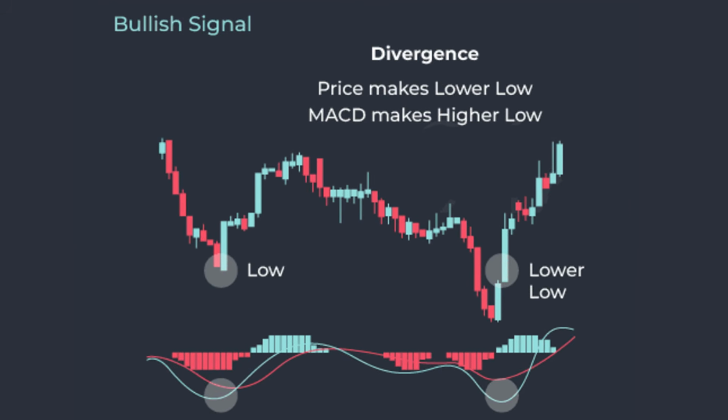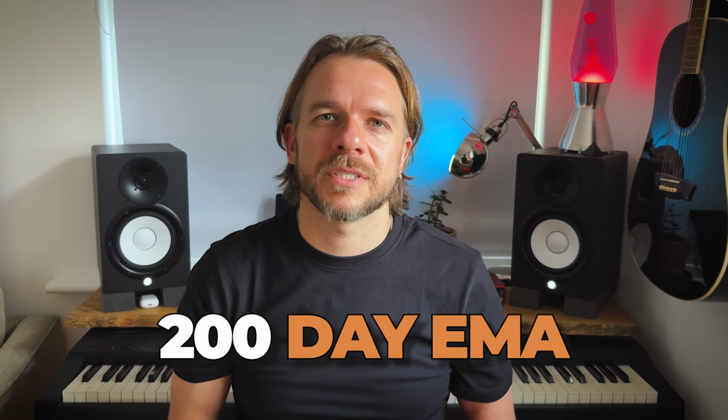Now you can use this to your advantage by spotting when this is happening on the MACD indicator and placing a trade when the trend starts to reverse. Now there is one extra step that you can take to give you that extra bit of confirmation when placing a trade, and that is to use the MACD alongside a 200-day EMA.